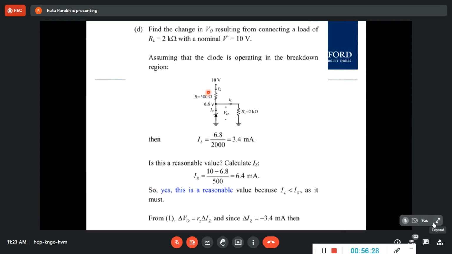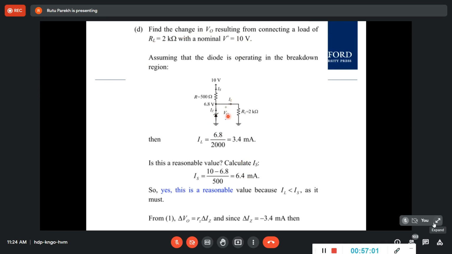Just think of that LED example where your Zener, 3 volt Zener, was conducting at 3 volt when the voltage was high, and your LED was on. You think of this as an LED. So this is a Zener with 6.8 volt. Now we have to find out first what is asked, and find out the change in V0.